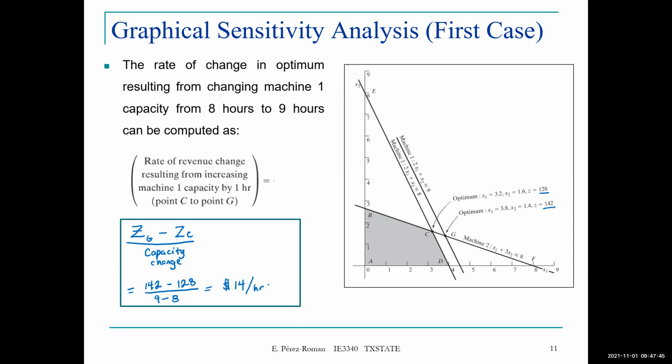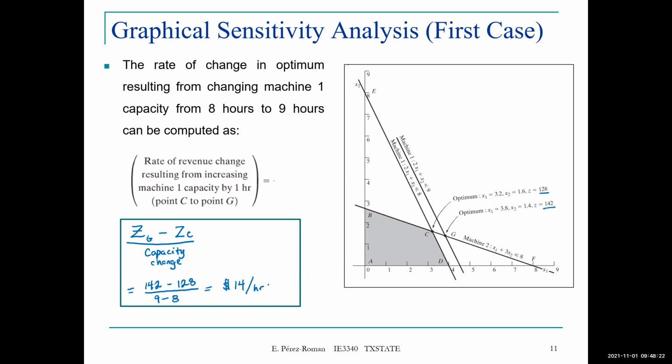So the question that you need to ask yourself from a management point of view is, how much does it cost you to increase that extra hour? And you know that you're going to make $14 more, but if it costs you $20 to increase that extra hour, then you're not making any profit. You're actually increasing your cost. But if increasing that extra hour is just costing you $5, then you want to go for that, right? Because you're going to be increasing your profit by $9 an hour. Okay, so that's the type of questions that we want to answer with this analysis.